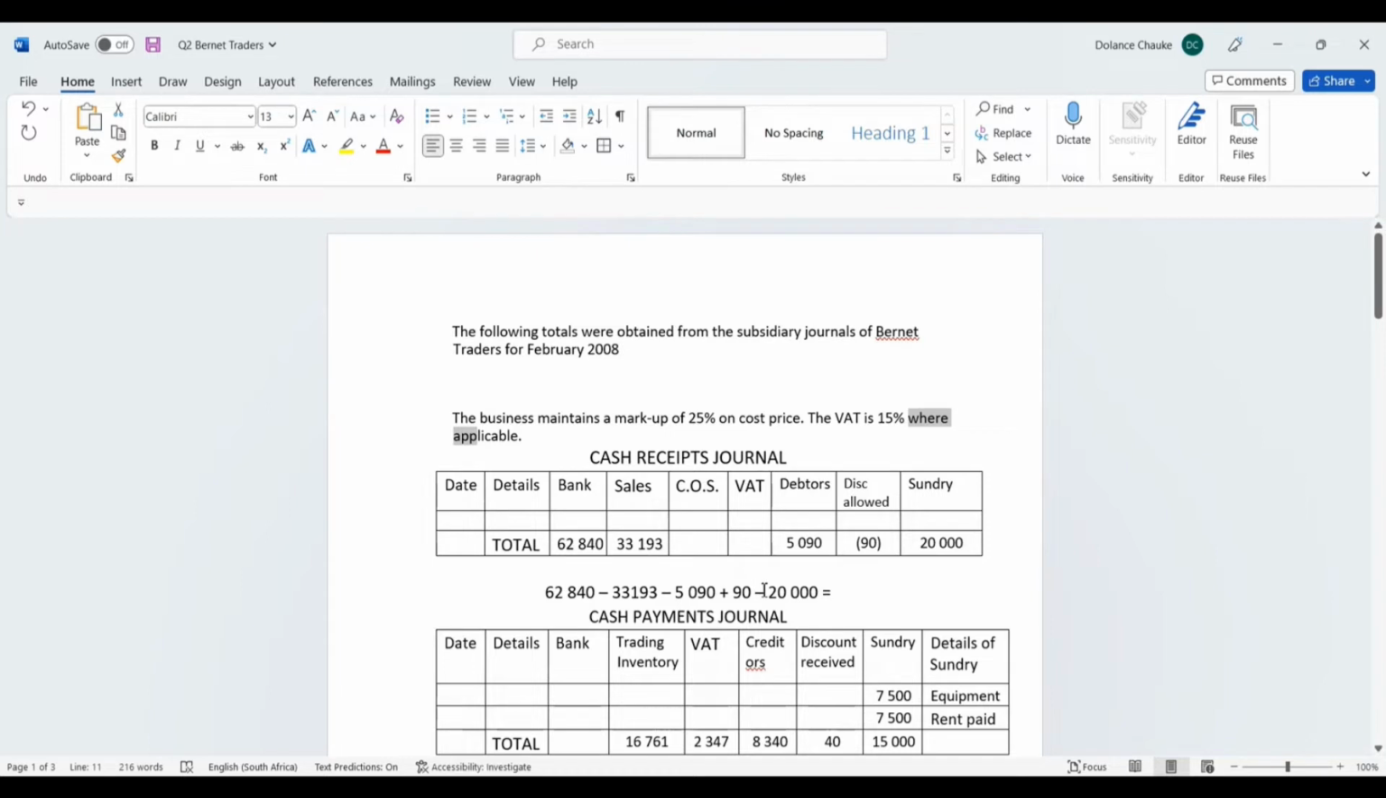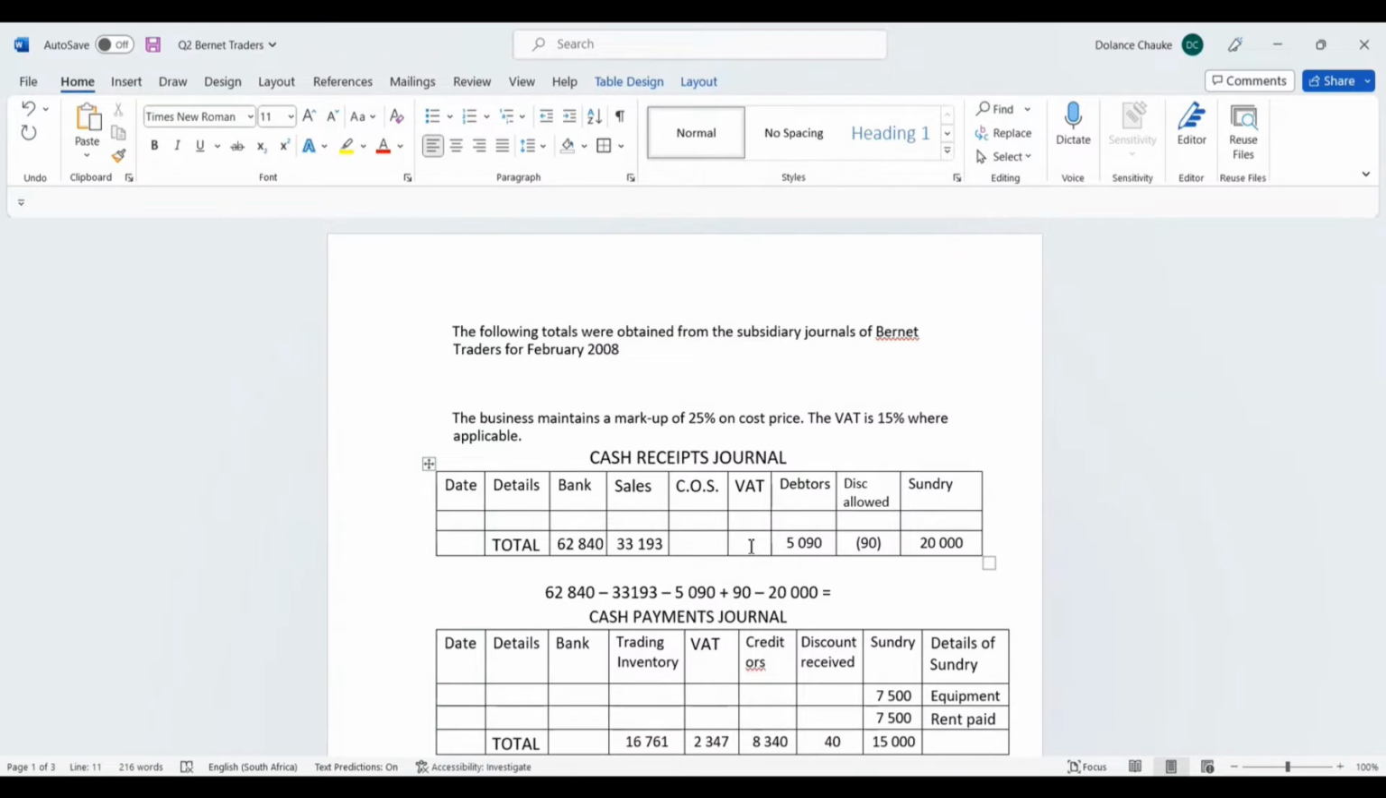This was the calculation that I was doing earlier. In order for us to calculate VAT, we are going to say our bank, which is 62,840 minus our sales 33,193 minus our debtors, which is 5,090 plus our discount allowed minus our sundry. How much is your VAT there? Please help with the calculation.